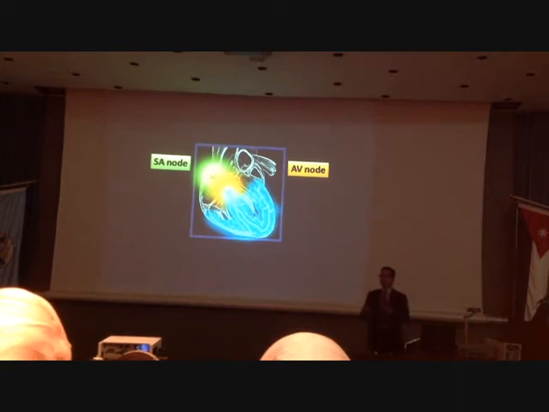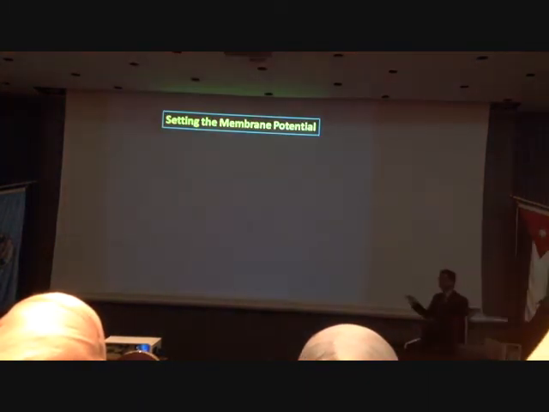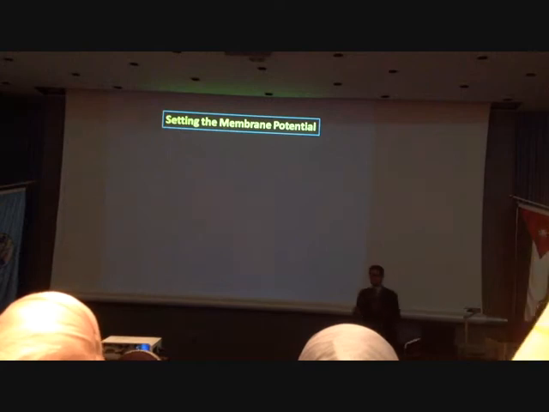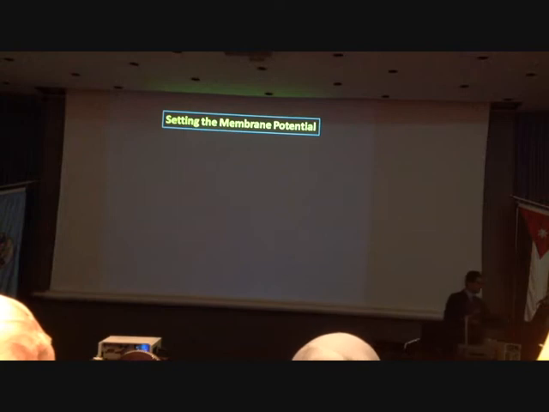But the thing is, how does that happen? How do cells interact with each other, and how do they leave messages from one side to another? The answer to this question is simple. It's all about setting the membrane potential of the cardiac cells. All right? So, how do we set the membrane potential?